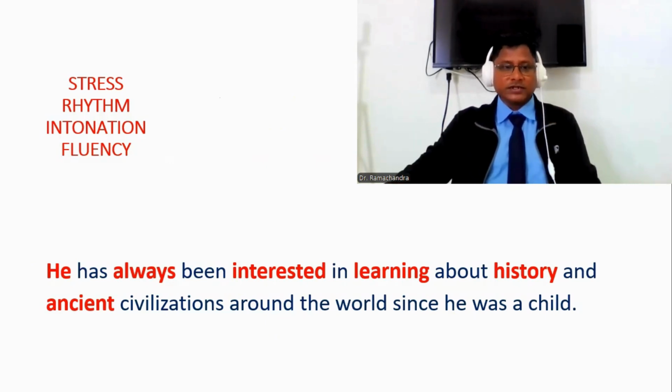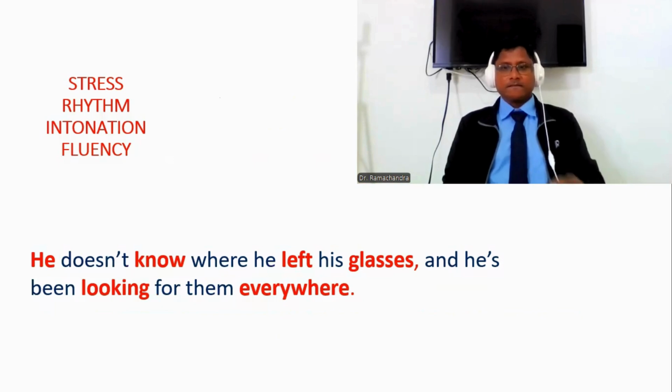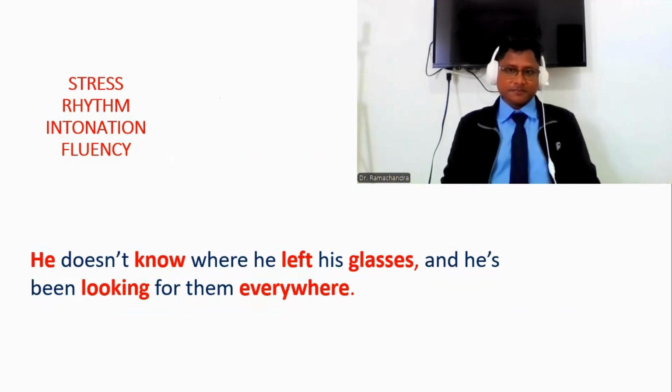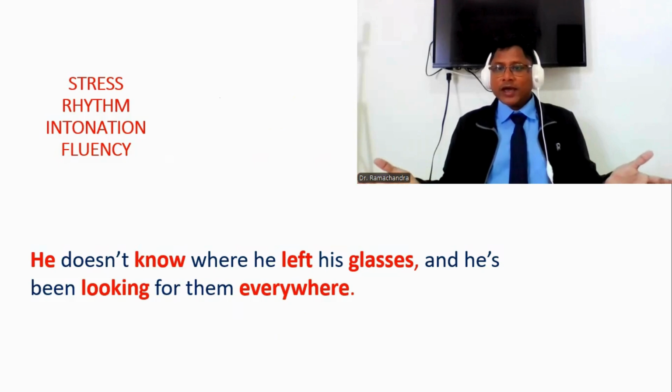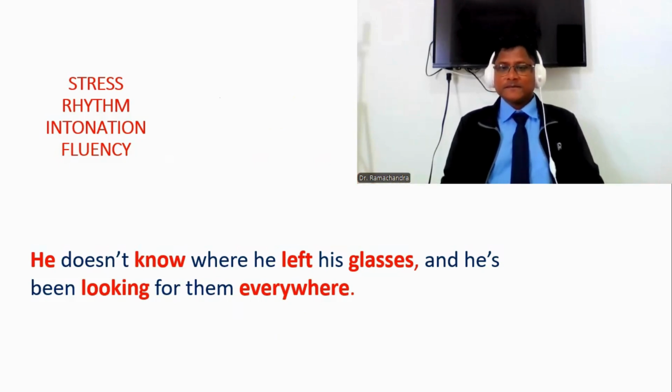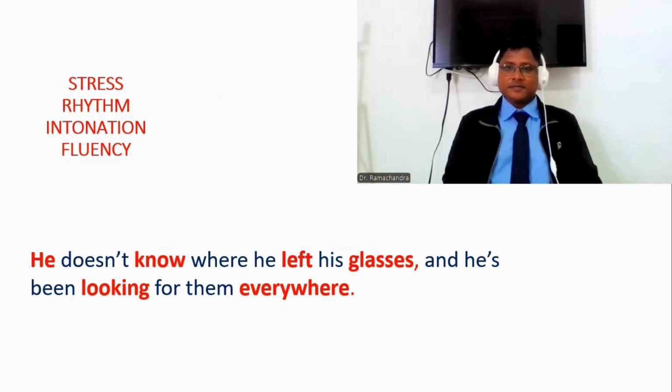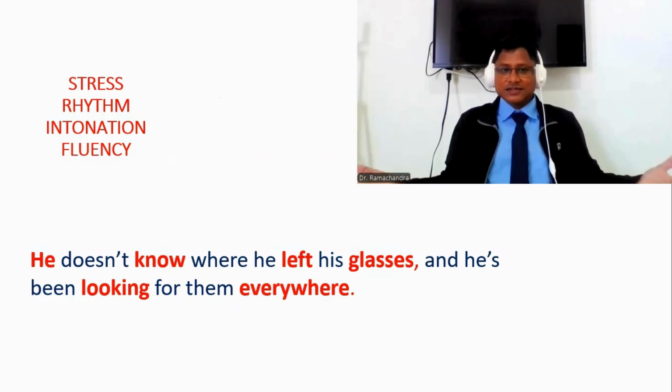We look at one more sentence. Generally, we break at the glasses, but we should not break there. But there is a little pause, that pause not heard. He doesn't know where he left his glasses, and he's been looking for them everywhere. The glasses, it gets a falling tone there. He doesn't know where he left his glasses, and he's been looking for them everywhere.